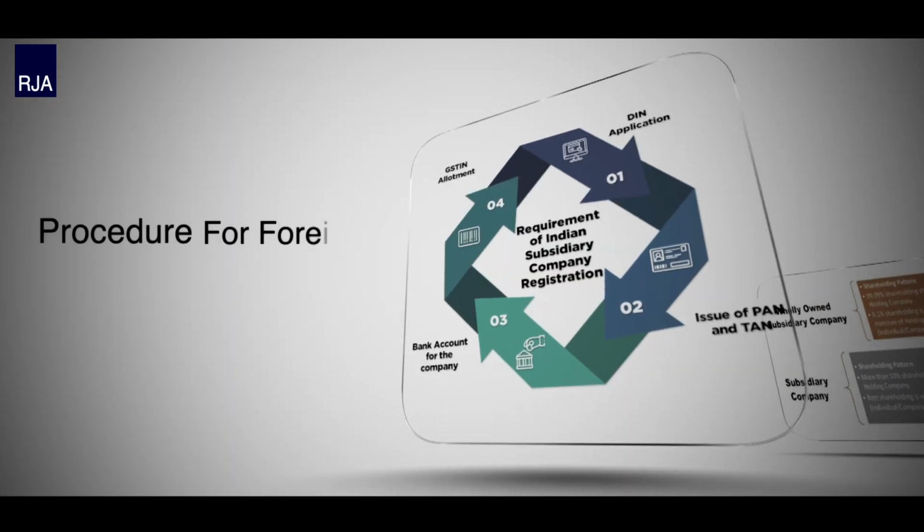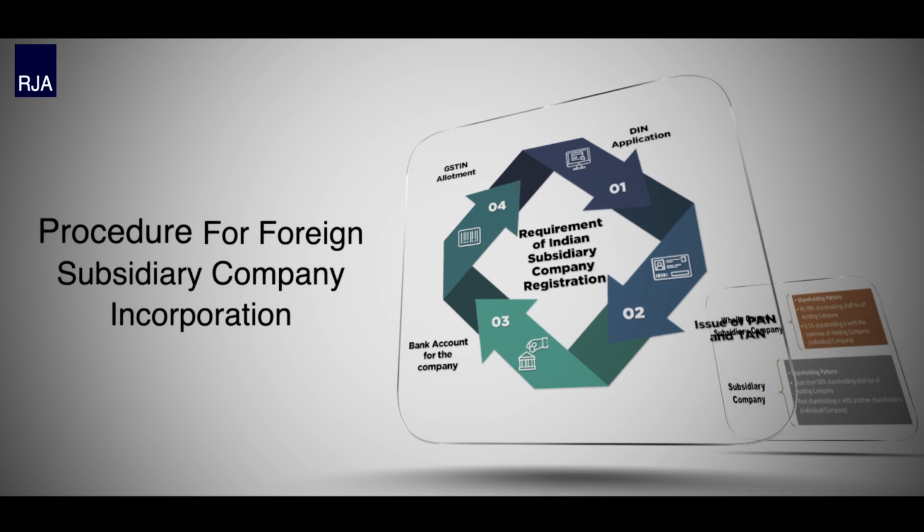Next we come to the procedure for incorporating a foreign subsidiary company. So once the requirements are fulfilled, the owners can begin the incorporation procedure. To start with the incorporation of the subsidiary company, 2 directors are required and they shall apply for a digital signature certificate, and all the directors must apply for a director identification number.